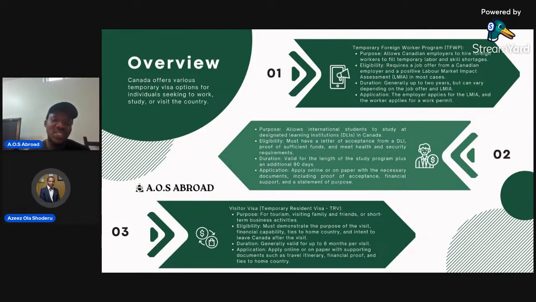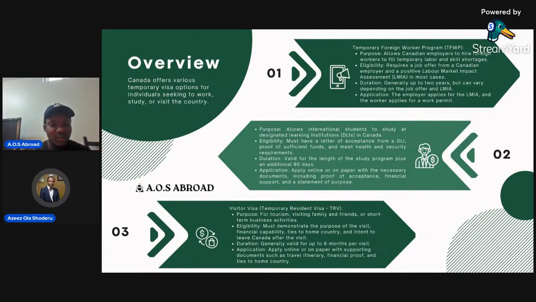And the eligibility basically is that you must demonstrate the purpose of your visit, your financial capability, and ties to your own country, so that you go back to your country, and the intent to leave Canada after the visit. And the duration, generally, is valid for up to 6 months per visit. Many people can be given a 5-year or 10-year visit visa. But again, they must come into Canada and leave after 6 months. You understand? You mustn't stay more than 6 months, especially if you don't apply to extend your stay.